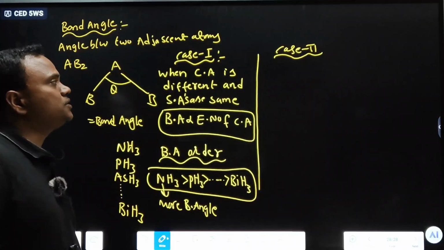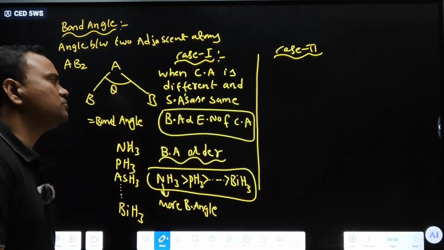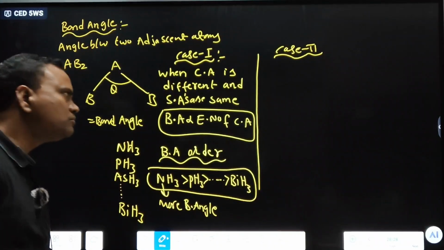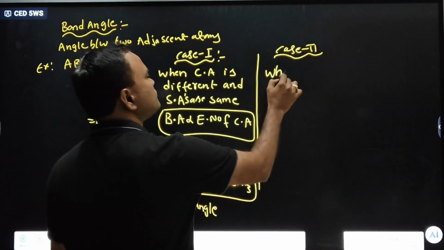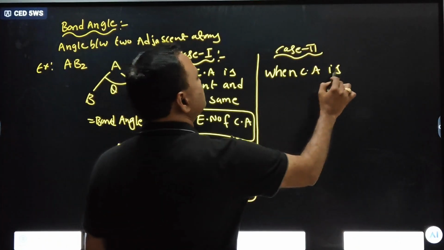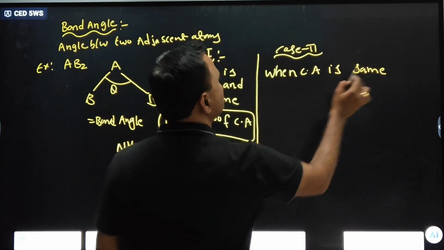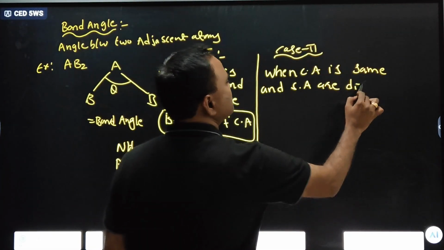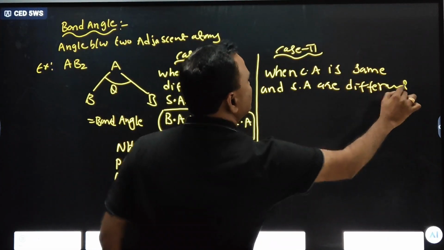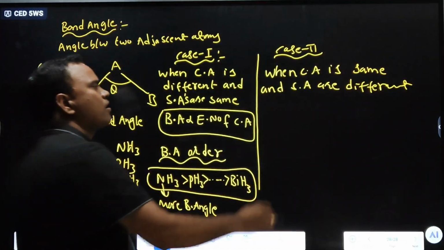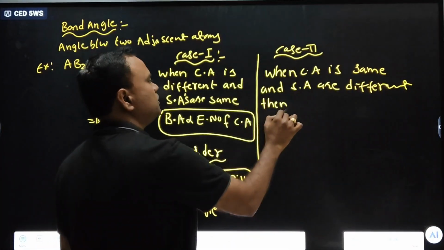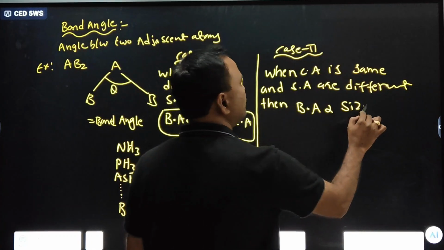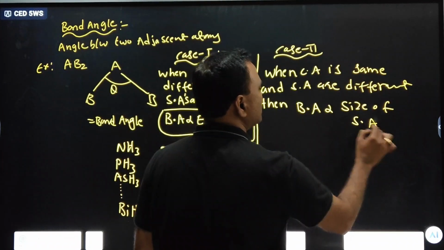In chemical bonding, we did this. Can you guess case 2? When the central atom is the same and the surrounding atoms are different. Guess, Adiba? Then bond angle is directly proportional to the size of the surrounding atom.